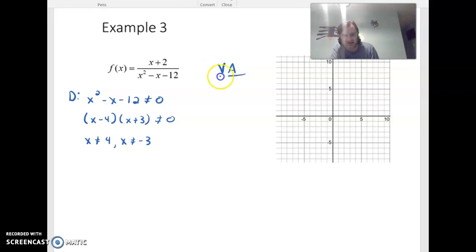So finding that domain allows me to determine that my vertical asymptotes are x equals 4 and x equals negative 3. So I'm going to place them on my graph before I continue, just so I don't forget about them, and also because I'm happy that I found them.